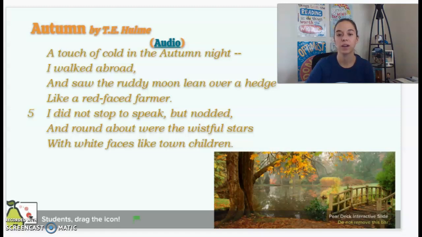A touch of cold in the autumn night. I walked abroad and saw the ruddy moon lean over a hedge like a red-faced farmer. I did not stop to speak, but nodded, and round about were the wistful stars with white faces like town children.